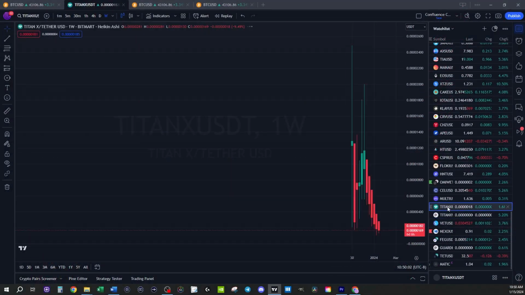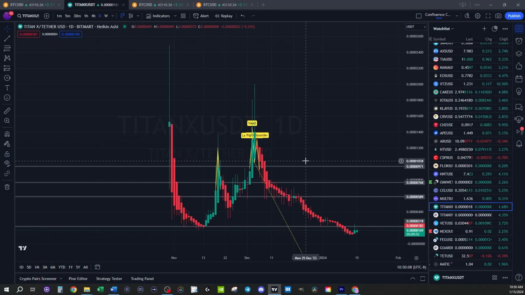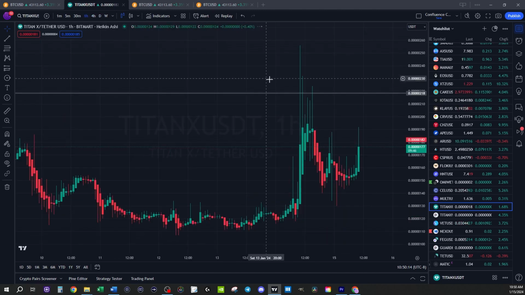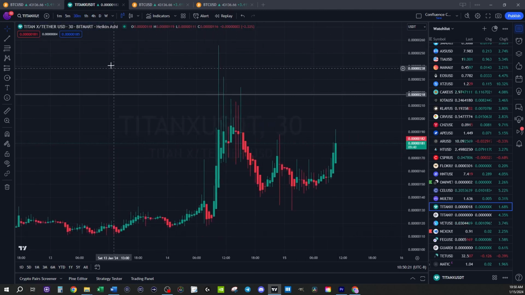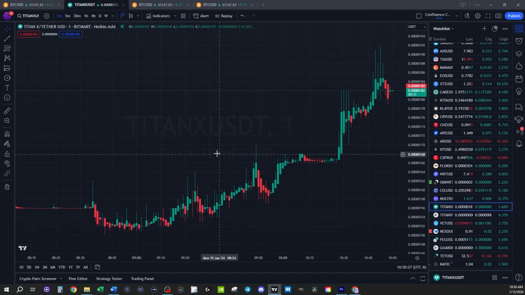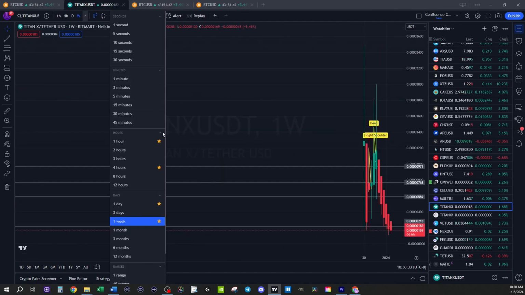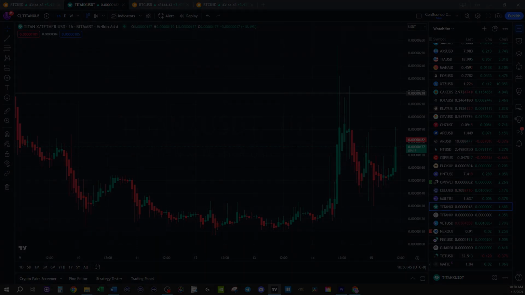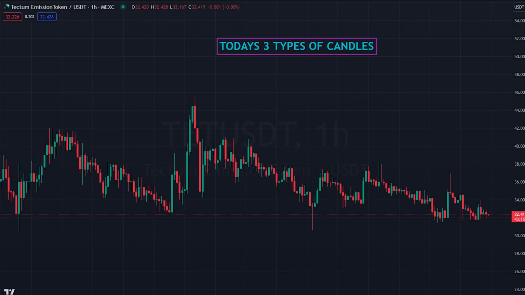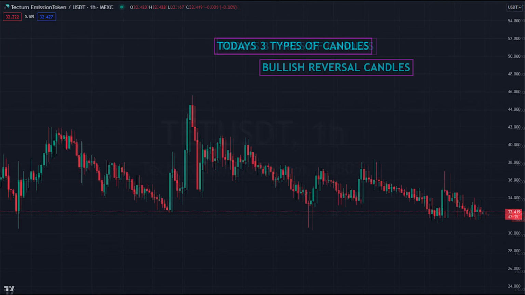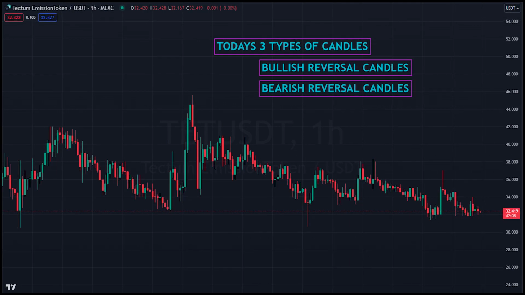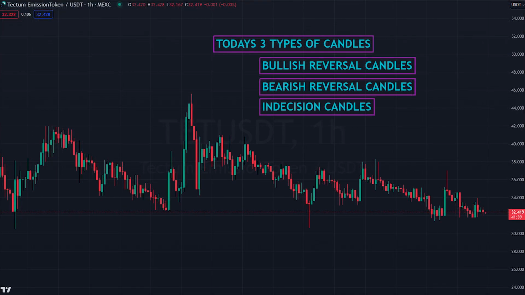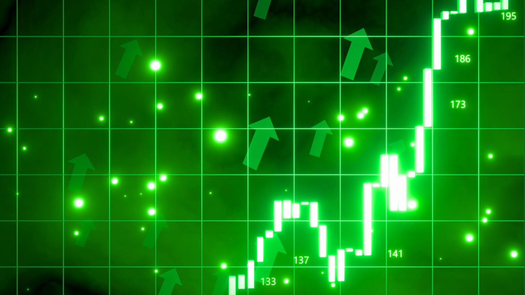Now, the candle patterns that we'll be learning today can form on any time frame, but just as I've said before, for beginners, let's keep things simple. It takes a lot of practice to navigate very small time frames. So for now, let's keep it within our main three. So, the three groups of candles that we're going to cover today are bullish reversal, bearish reversal, and indecision candles. Okay, first up, we've got bullish reversal candles.